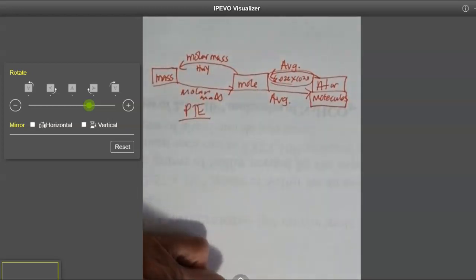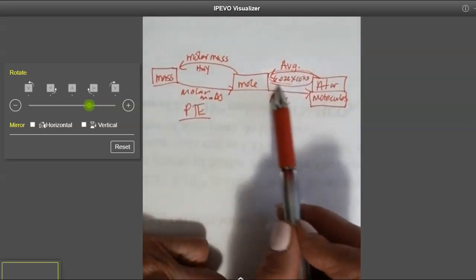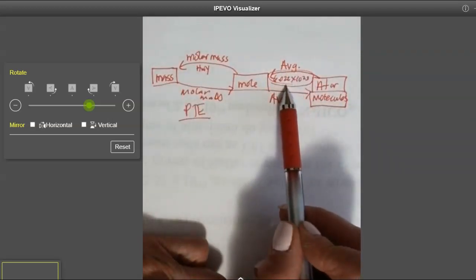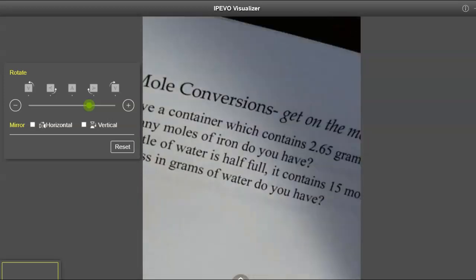So let me give you some examples of how we're going to do this. We are going to take our molar mass and turn it into a conversion factor. And we will take our Avogadro's number and turn that into a conversion factor when we need to do these conversions. So let's just get started.